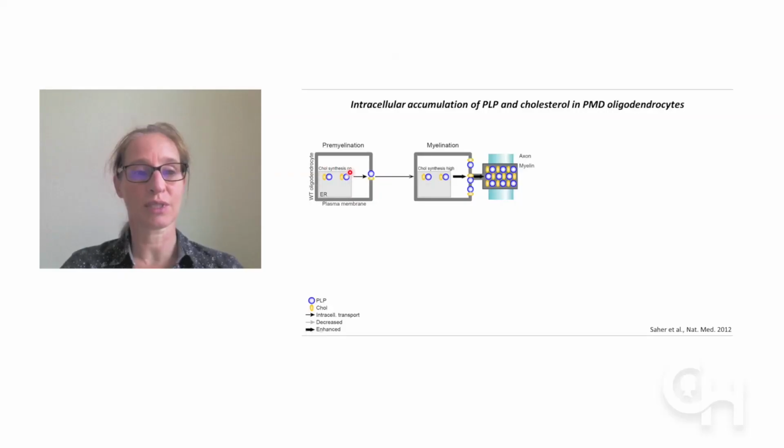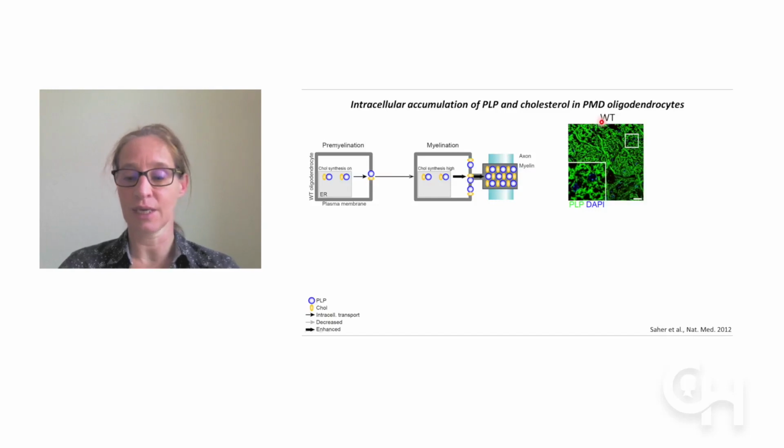To give you a little introduction on the cell biology of myelination in normal wild-type oligodendrocytes, PLP and cholesterol associate within the cell. They are transported to the cell membrane, and upon myelination this process is increased and leads to the formation of myelin membranes. You can see in this micrograph of a brain section of normal mice, PLP here in green, that myelin is all over the place in the white matter.